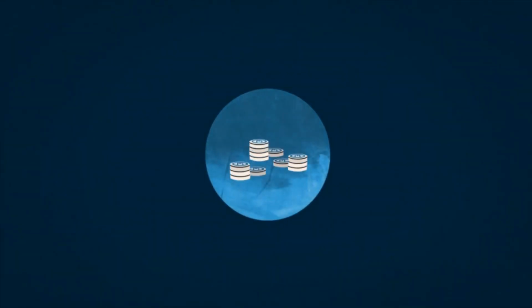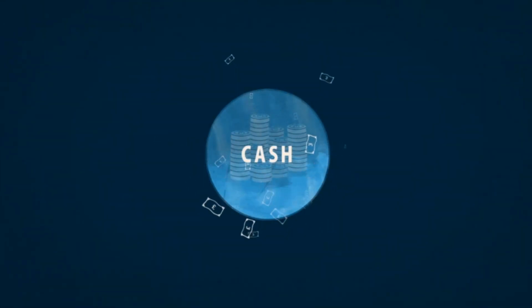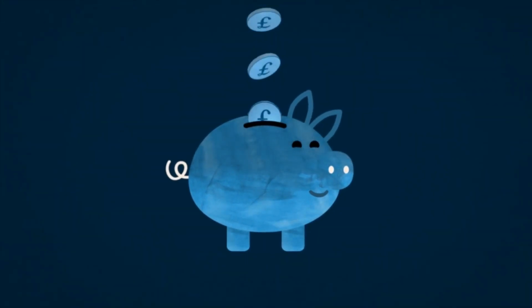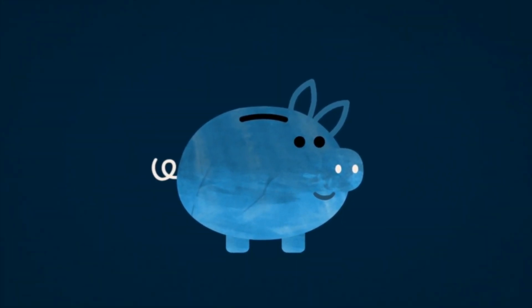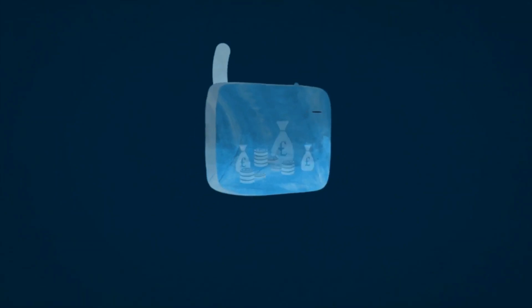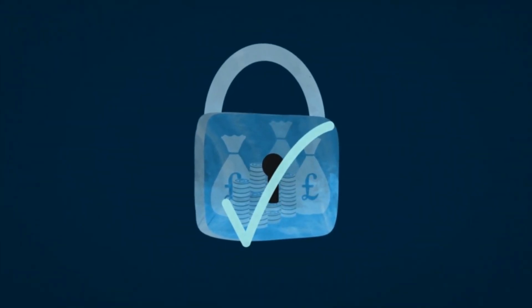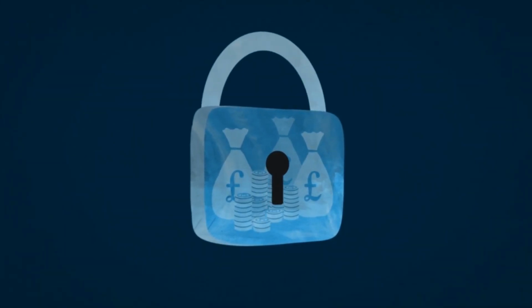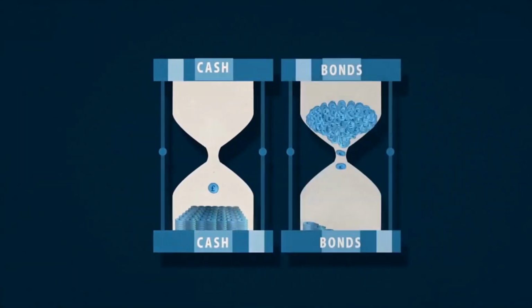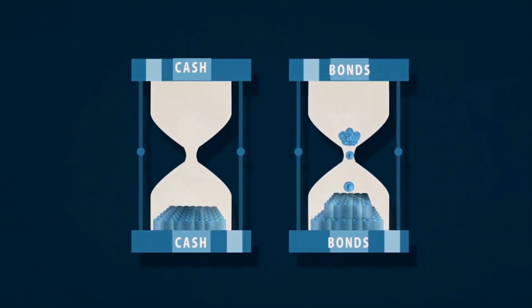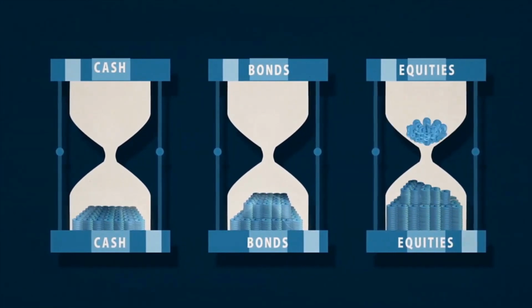The third main asset class is cash. People usually invest in cash via savings accounts or so-called money market funds. Cash is considered to be the safest asset class of all, as it's unlikely, although not impossible, that you will lose any money. The downside to this safety is that over the long term, cash usually delivers smaller returns than bonds, and considerably smaller returns than equities.